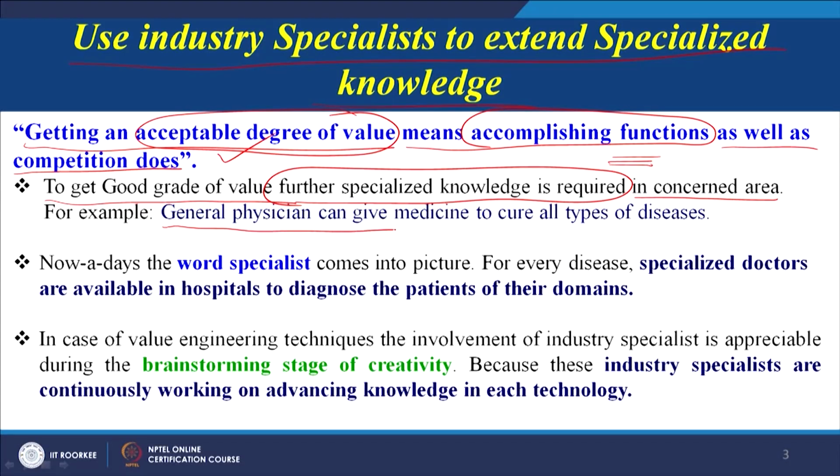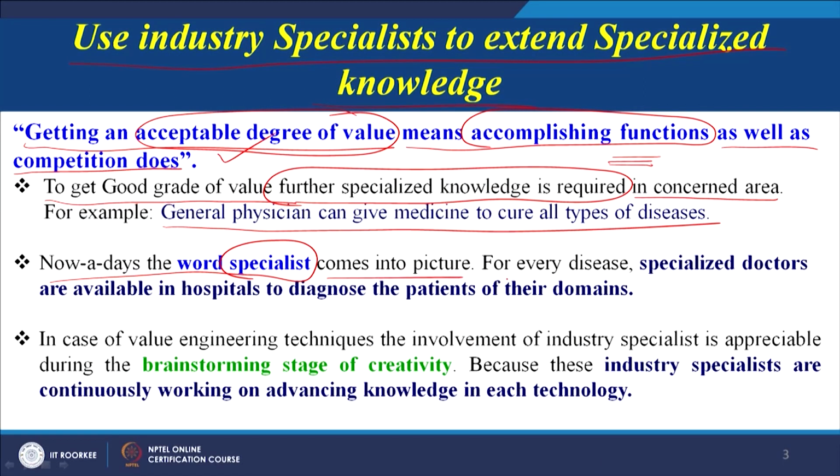There is an example taken here. A general physician can give medicine to cure all types of problems or ailments. A general physician is all right, maybe at the beginning, if you have a cold or a cough, you can go to a general physician and ask for medicine. But nowadays the word specialist has come into the picture. For every disease, specialized doctors are available in hospitals to diagnose patients in their domain. Suppose somebody has a toothache, he will go to a dentist. If somebody has a vision problem, he will go to an ophthalmologist. If you have a skin issue, you will go to a dermatologist. So, you have different types of doctors, specialists, for different types of health issues.